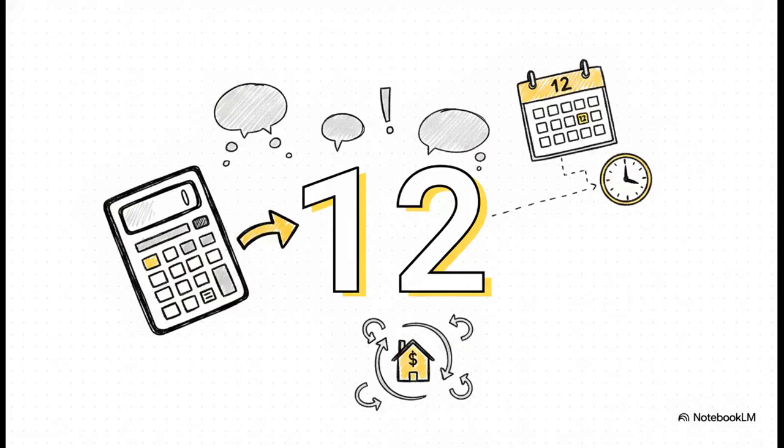Now here is a massive, incredibly common exam trap, and it revolves around the number 12. Remember, GRM uses monthly rent. If a test question tries to trick you by giving you the annual rent for a GRM problem, you must divide that annual number by 12 first to get the monthly rental amount before you apply the formula. Please do not let them catch you on that.